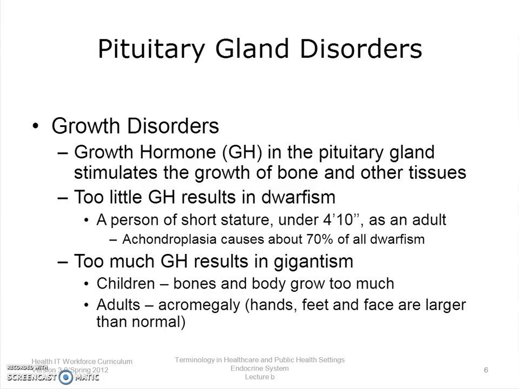With pituitary disorders, the patient often has too much or too little of one of the hormones. Injuries can cause pituitary disorders, but the most common cause is a pituitary tumor. As we learned, the pituitary gland makes growth hormone, which stimulates the growth of bone and other tissues. Too little growth hormone results in dwarfism, and too much growth hormone can result in gigantism.